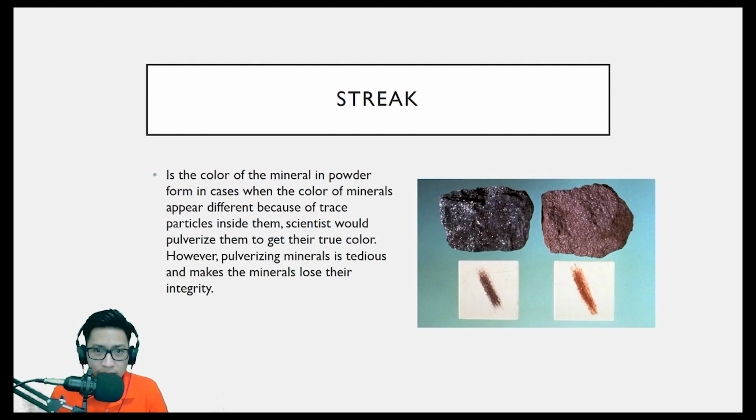The next one is the streak. It is the color of the mineral in powder form, in case the color of minerals appears different because of trace particles inside them. So scientists would pulverize them to get their true color. However, by pulverizing the minerals, it loses their integrity.